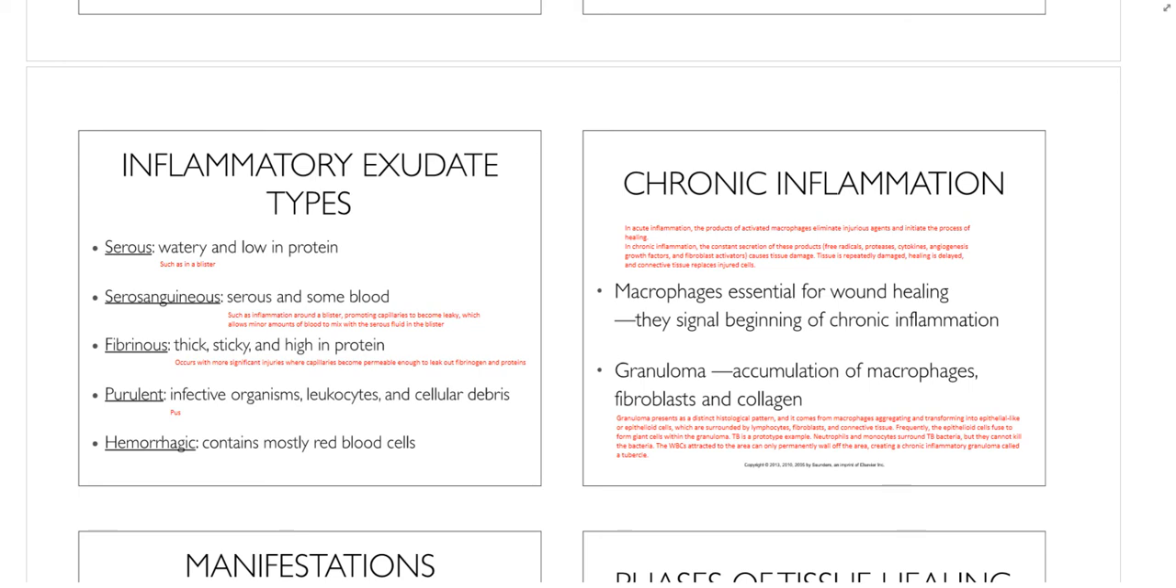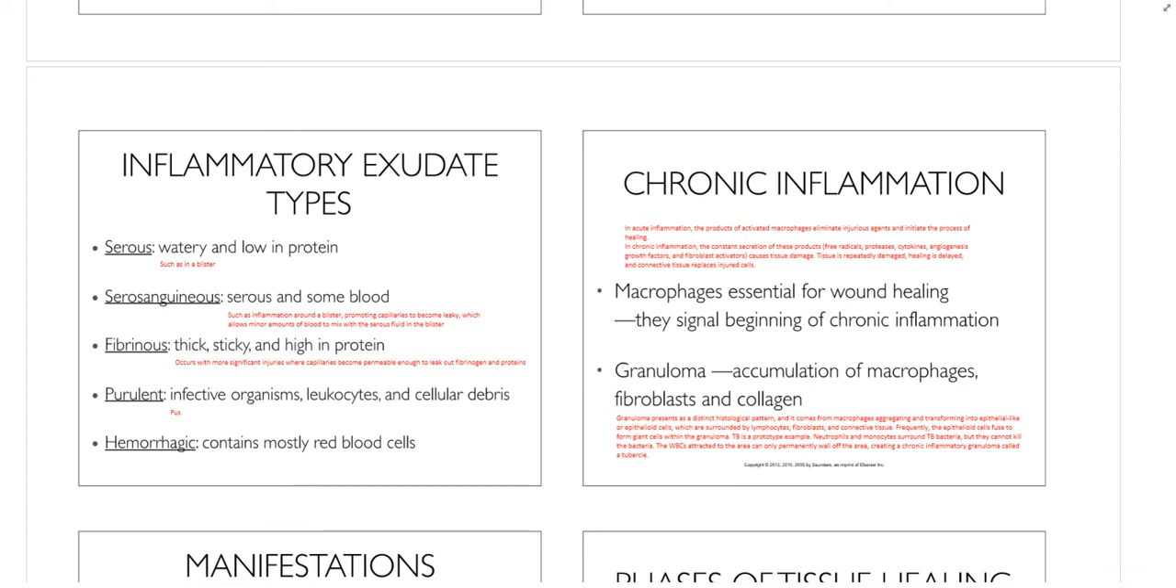The tissue is repeatedly damaged, healing is delayed, and connective tissue replaces injured cells because the body is like, oh my gosh, we aren't able to get these back to what the original cells were. We've got to find some sort of solution because this isn't working. That's all to say that macrophages are essential for wound healing, but if they stick around too long, it becomes a major problem.